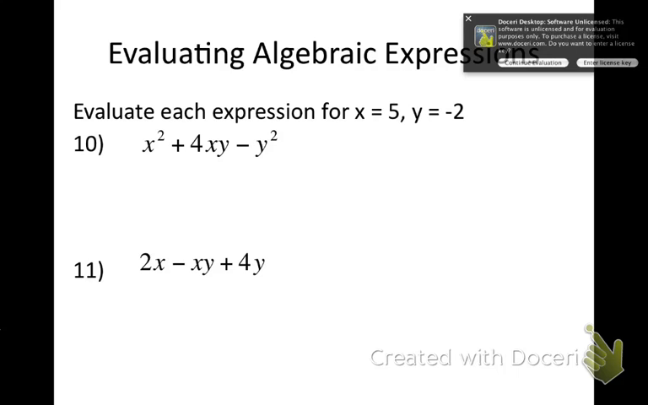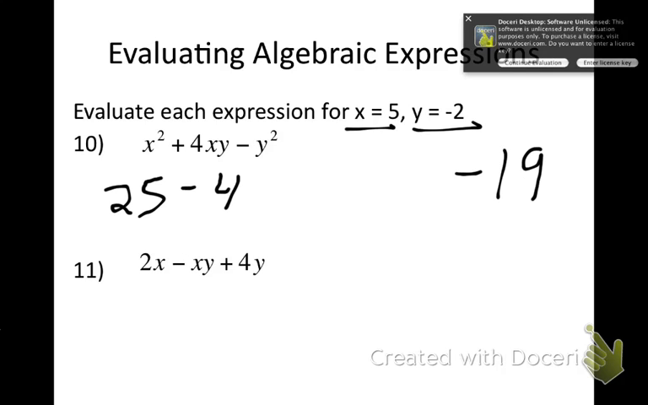All right, try these next two on your own here. Again, evaluate, plugging each part in. All right, let's go through this here. Number 10. Ethan, you got it? Ooh, close. It's actually negative 19. Okay, when you plug that in, you get 25 minus 40 minus 4.